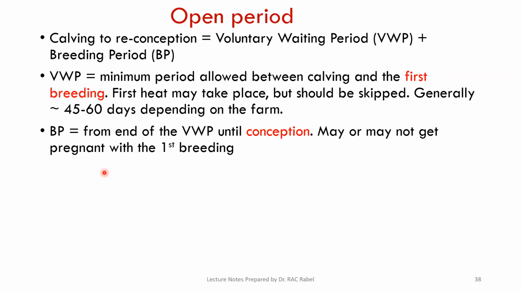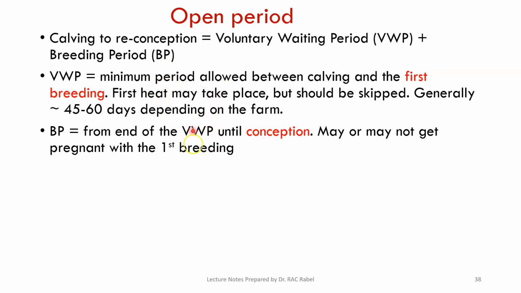The open period, we said that was the interval between calving to reconception, right? Calving to reconception period. So this is essentially a non-pregnant period, right? And then we divided this into voluntary waiting period and a breeding period, right?